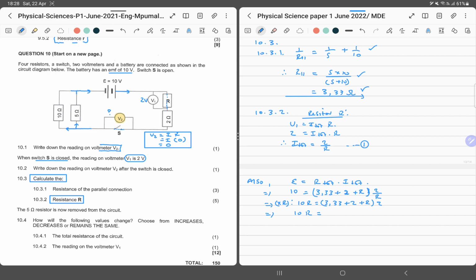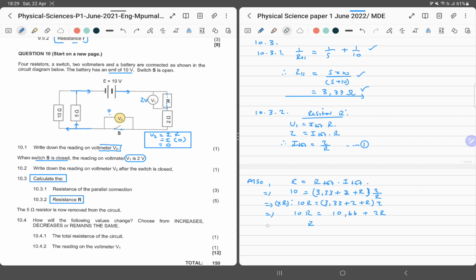3,33 times 2 is going to be 6,66. In fact, let's just do this, 3,33 plus 2. Then we multiply that by 2. It gives us 10,66 plus 2R. Okay, great. Then we sort it out.